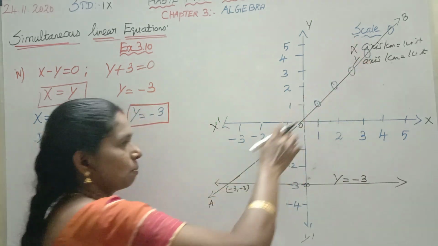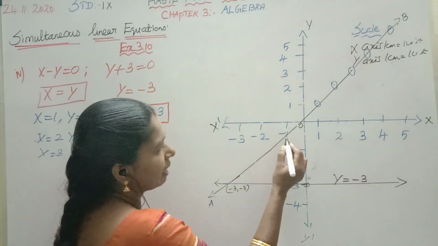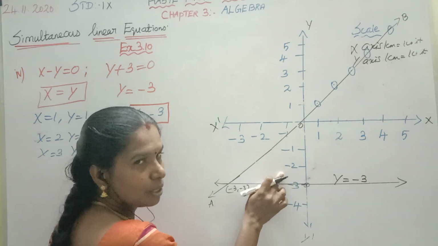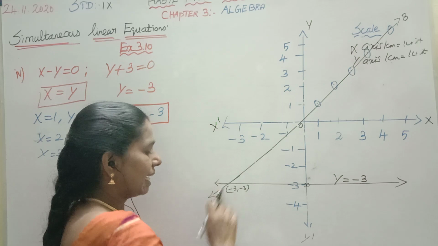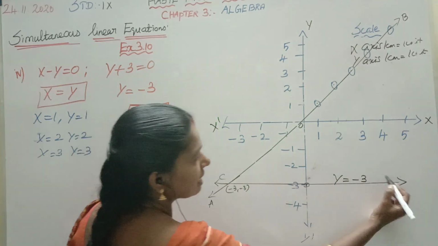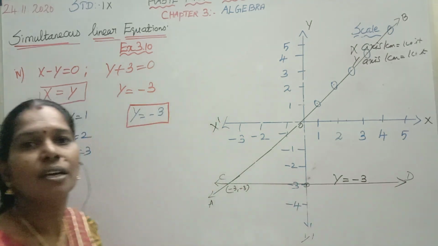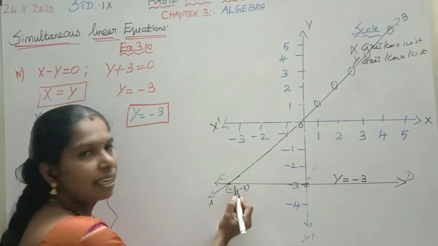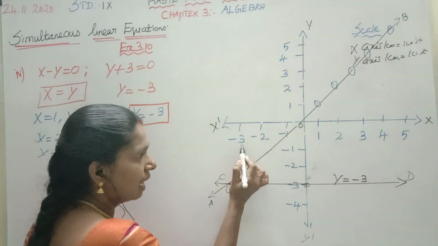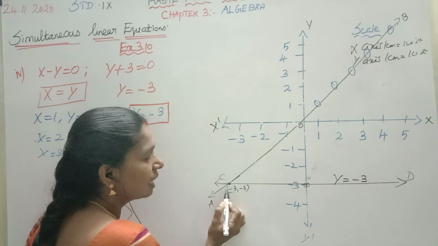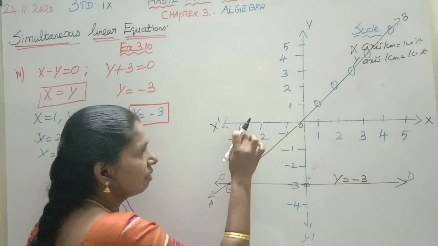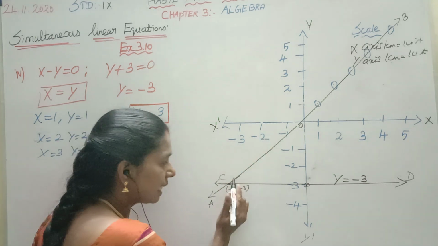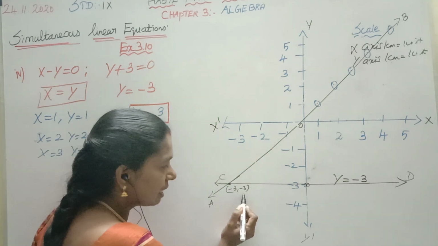And you extend this point. When x is equal to minus 1, y equals minus 1. X is equal to minus 2, y equals minus 2. Extend the line AB and you take this line y equal to minus 3 as CD. Now where are they meeting? At minus 3 comma 3, the two straight lines are meeting. When x is equal to minus 3, you are getting y equal to minus 3.